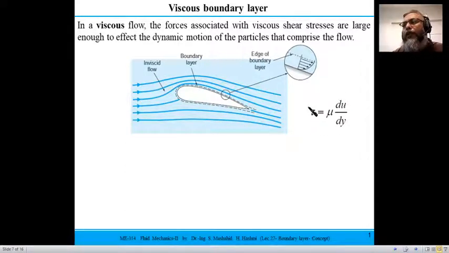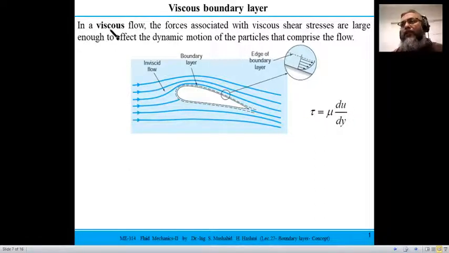So if we think of such a flow which is inviscid, it means the shear stress is zero. There are two possibilities: either the velocity gradient is zero, or the viscosity is negligibly small. In that case, your viscous shear stress would be approaching zero. Then we can treat such flows as inviscid flow.